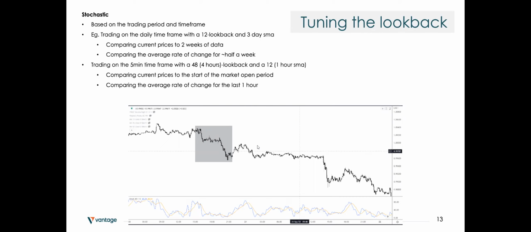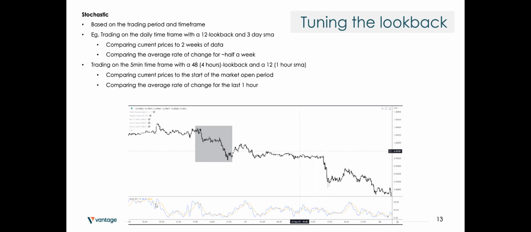So you will try to avoid times where the market is flat, or any instruments that tend to be flat, usually instruments that have low liquidity, like some of the crypto altcoins. But for forex, you usually have a lot of liquidity. So during the London session or the New York session, you see a lot of volatility, and you can use stochastics to trade them. Okay, so with a 12 period SMA, you're basically comparing the average rate of change for the last 1 hour.